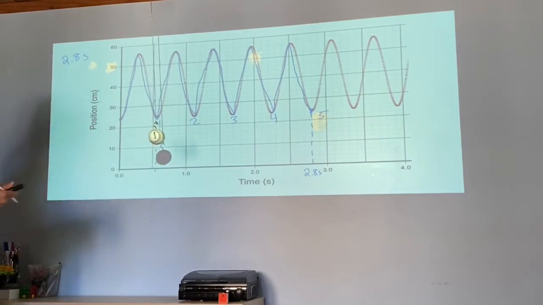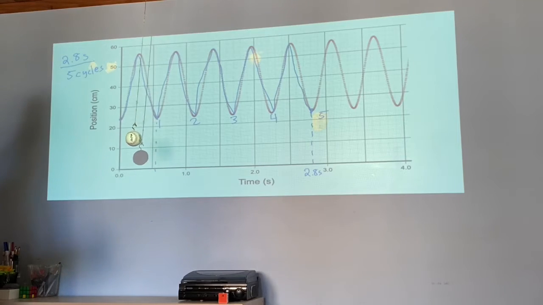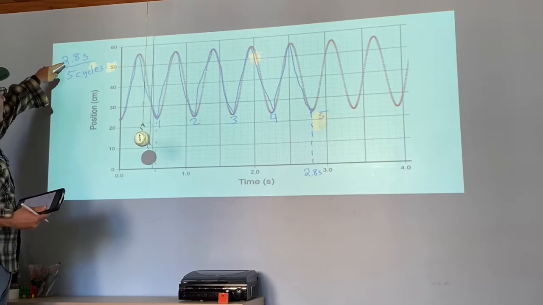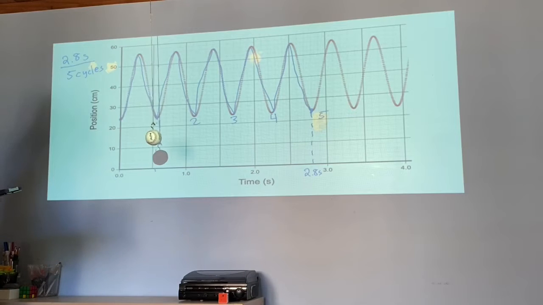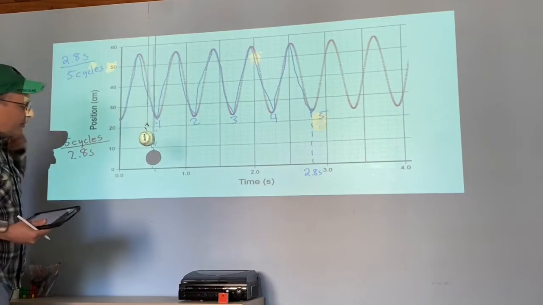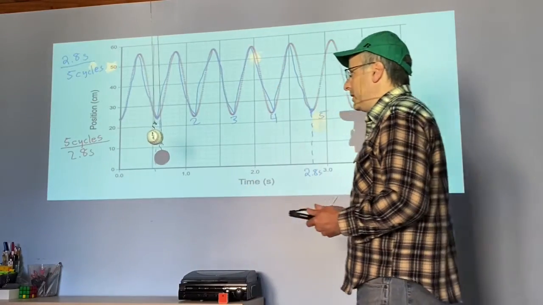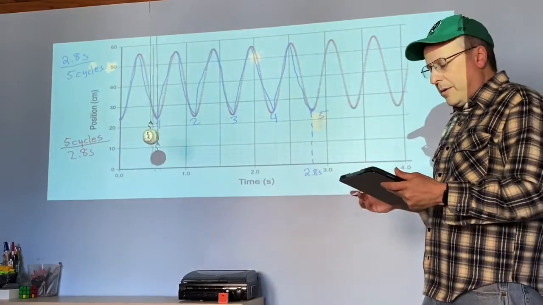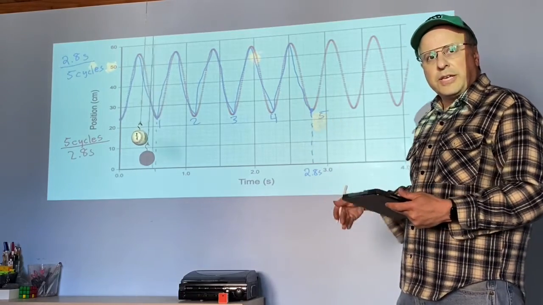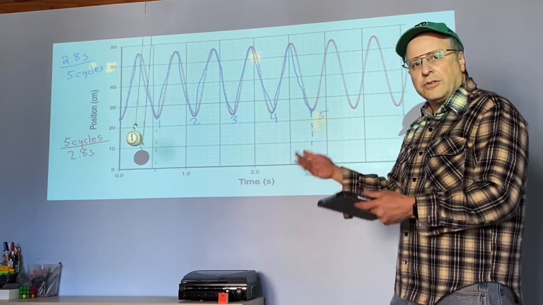So if I want to get the period, I would go 2.8 seconds, and that was for 5 cycles. Reduce it to a decimal, and you'd have so many seconds per cycle. If instead I wanted the frequency, I would just reverse it. I would go 5 cycles over 2.8 seconds. I would divide them, and I would get my frequency. They are reciprocals of each other. Period is seconds per cycle. Frequency is cycles per second.